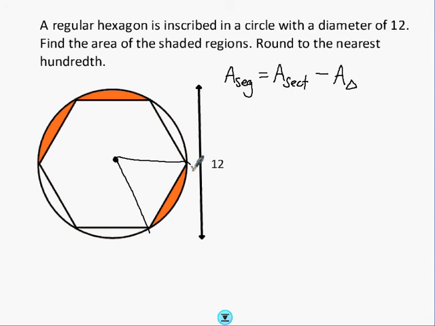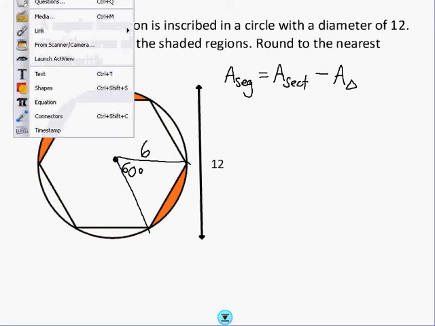Let's do a little bit of thinking about this real quick. Because the diameter is 12, this is 6, and because this is a hexagon, I have 1, 2, 3, 4, 5, 6 triangles. Each one of these central angles is going to be 60 degrees. So this triangle I'm going to recreate on the next page. Actually, this sector. There was the triangle and the flat. 60 degrees here, 6 right here. So I'm going to find the area of the entire sector.